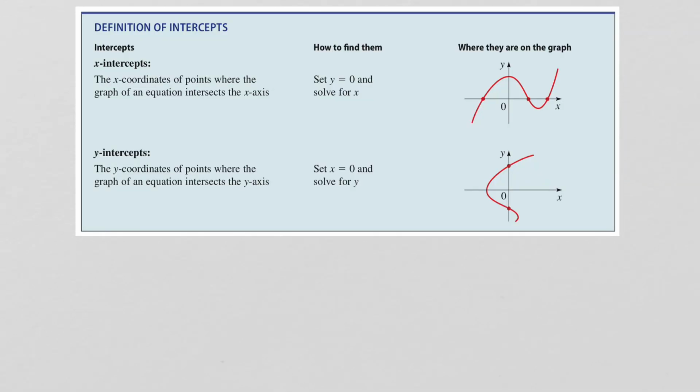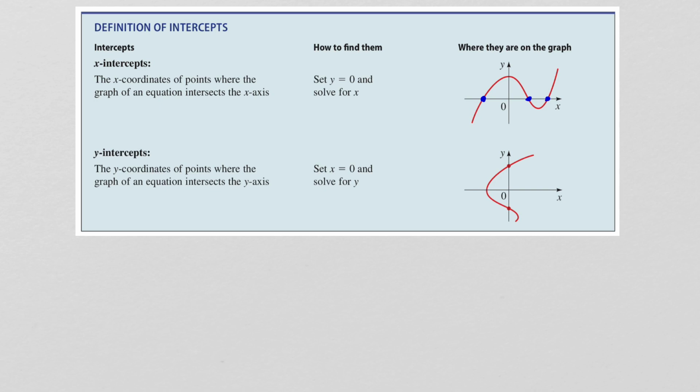Let's define intercepts. So the x-intercept is simply the x-coordinate of the point where the graph crosses the x-axis. How do you find them? You let y equal 0 and then you solve for x. So over here in the graph, for example, this graph would have 3 x-intercepts.